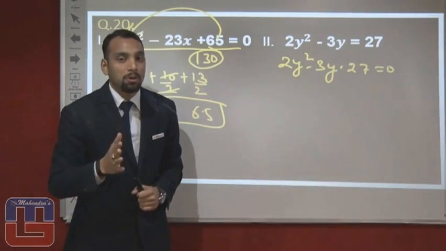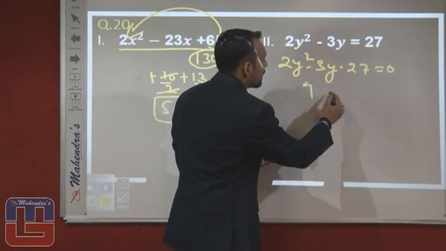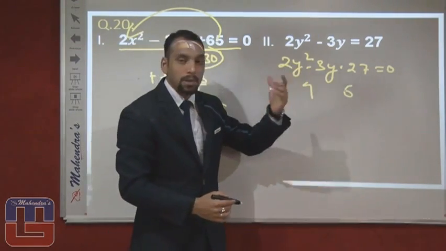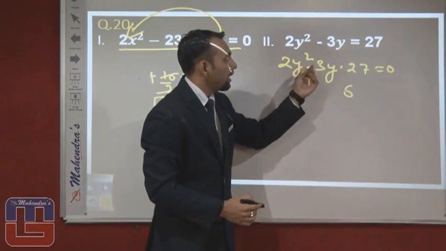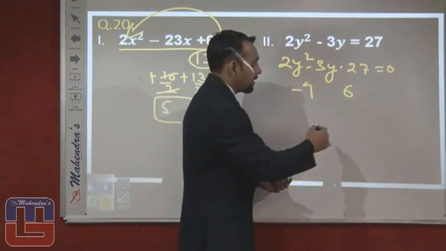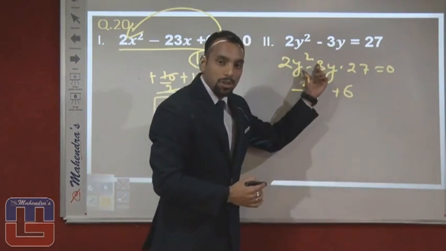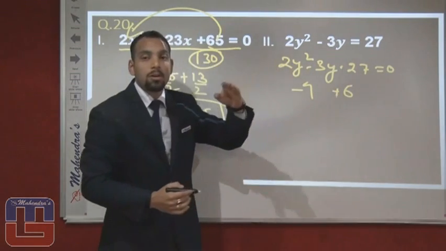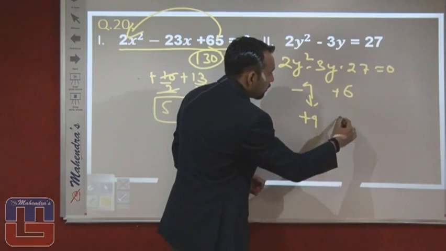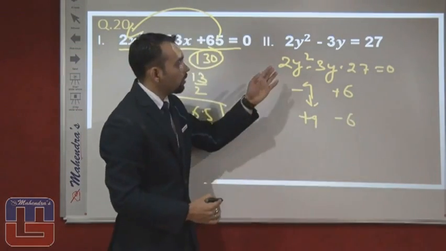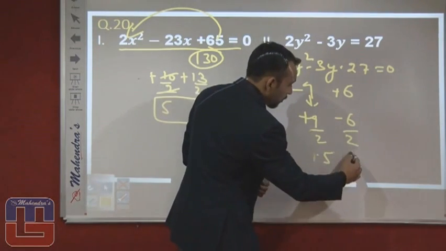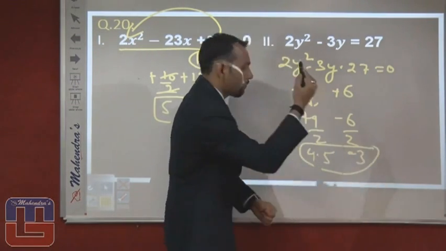Now tell me, the numbers will be 9 and 6. Multiplication 54, 9 and 6 gives 3. But the sign is also there. So here minus 3, which means minus 9 plus 6 will be equal to minus 3. Multiplication will be equal to minus 54. This will become plus 9 and this will become minus 6, and we have to divide by the coefficient as well. 2, 2, here we will get 4.5, here we will get 3.